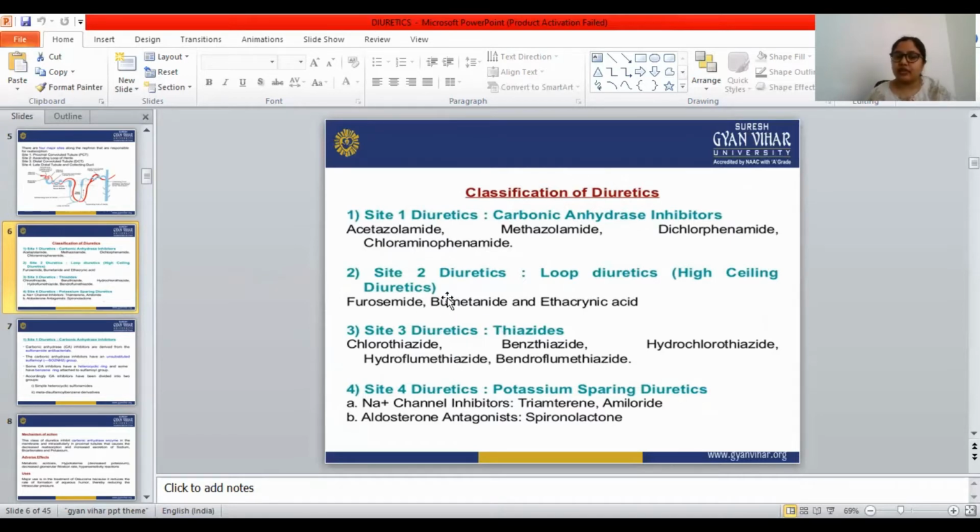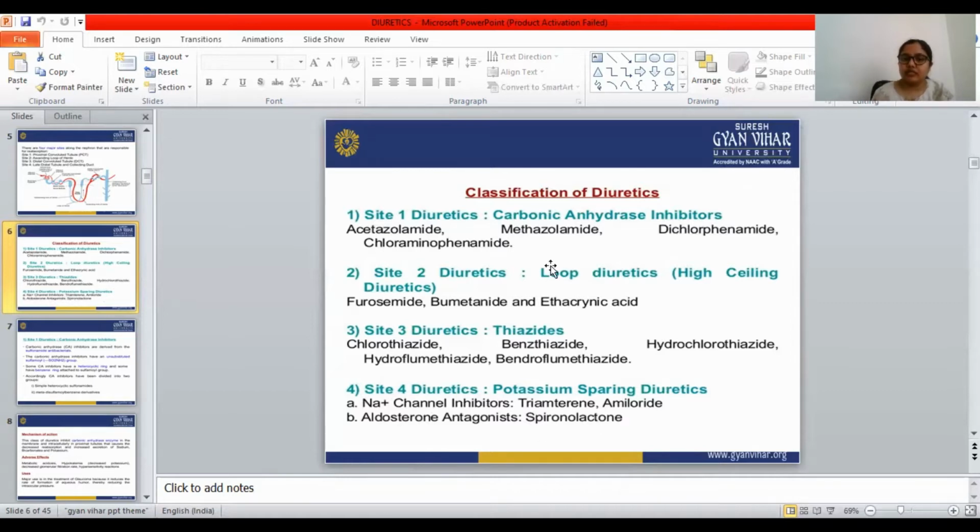And the site 3 diuretics are the thiazides, and the examples of the thiazides are chlorothiazide, benzthiazide, hydrochlorothiazide, hydroflumethiazide, and bendroflumethiazide. So these all are examples of the thiazides. And the last one is the potassium sparing diuretics. The first example is the sodium channel inhibitors, that is amiloride and triamterene. And the second is the aldosterone antagonist, that is spironolactone.